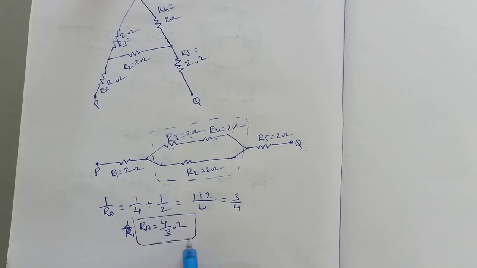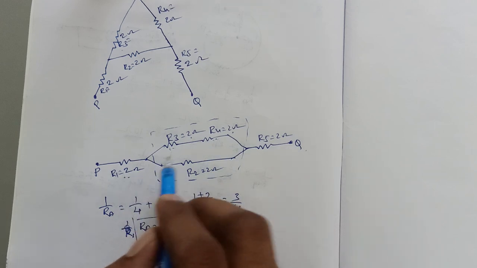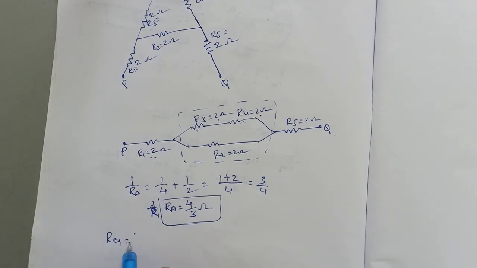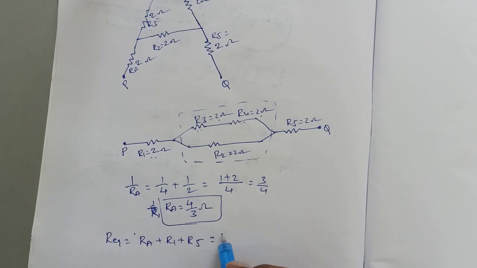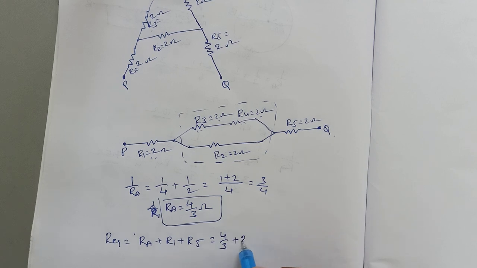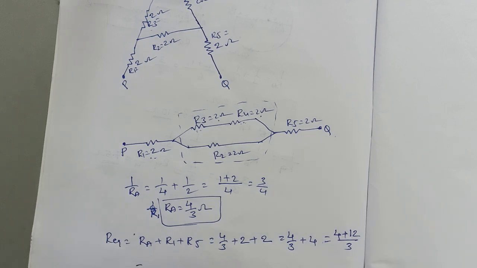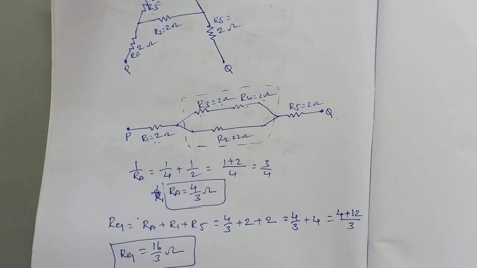This resistance is in series with R1 and R5. So to find the equivalent resistance, we need RA plus R1 plus R5. RA is 4 by 3, R1 is 2, R5 is 2. Then 4 by 3 plus 4 is 4 plus 12 by 3, which is 16 by 3 ohms. Like this we can easily find answers for complicated circuits. We'll do one more.